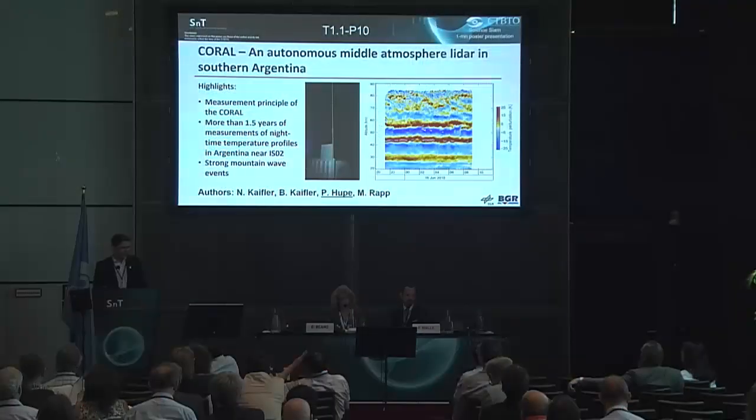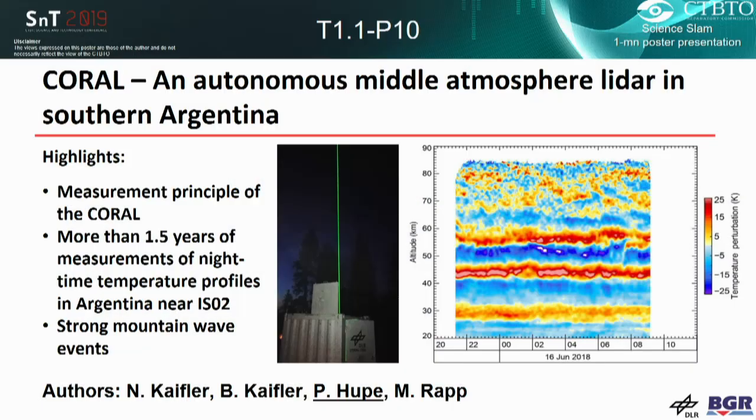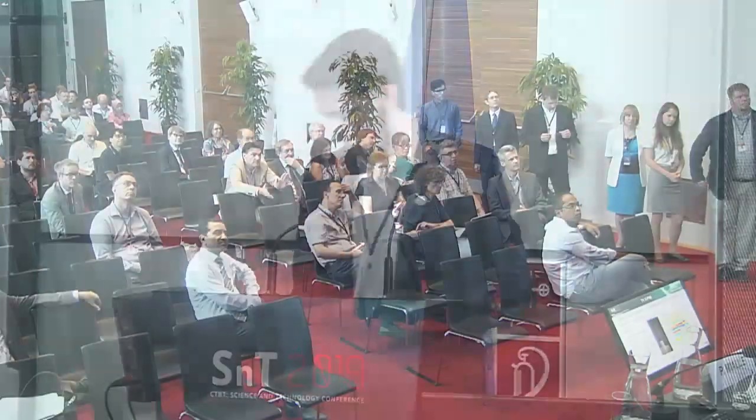Yes, hi again. So I talked about the LiDAR measurements, and on this poster, P10, the colleagues from the German Aerospace Center show more details on the measurement principle of this LiDAR, the prototype which was developed during the RISE project. And they provide first results on the gravity wave measurements, because southern Argentina is a hotspot for orographic gravity waves. These can be very clearly seen in the LiDAR observations of temperature. So if you're interested, I will be pleased to present these results in the afternoon. Thank you.